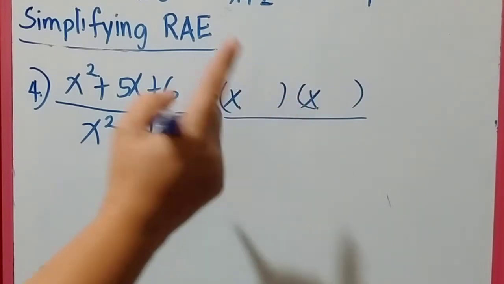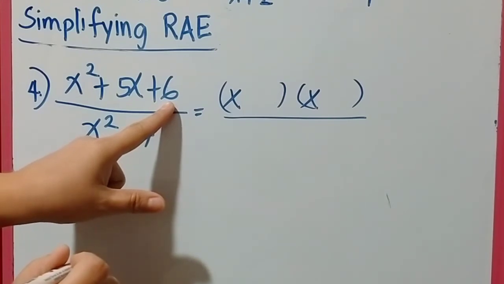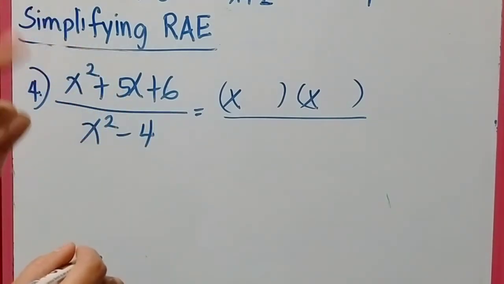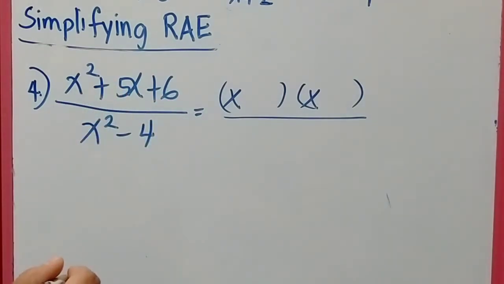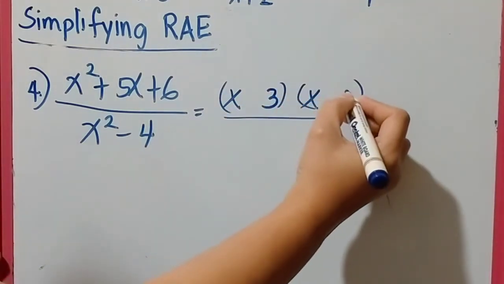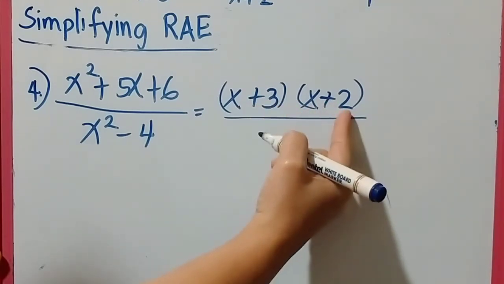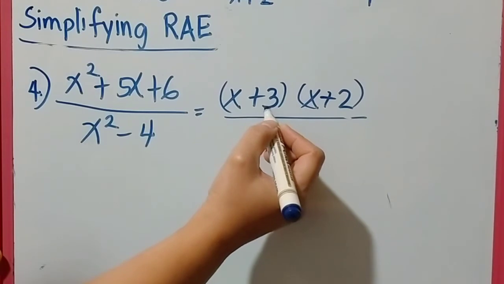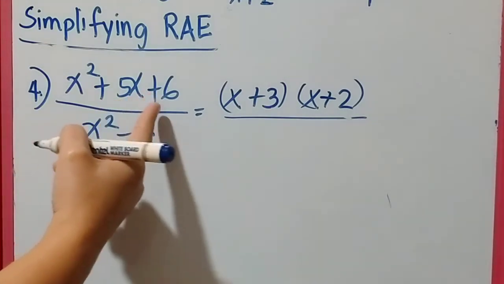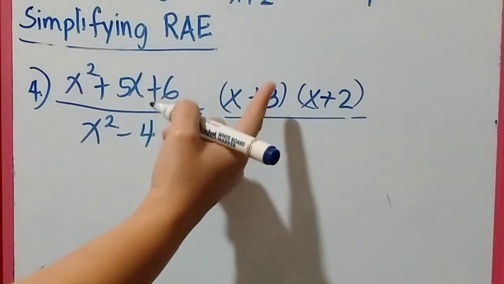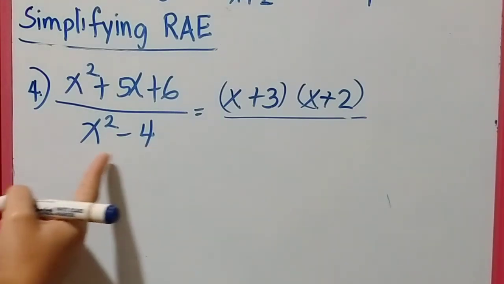And then, we're looking for 2 numbers whose product is 6 and whose sum is 5. So, what are those numbers that if you multiply, will give you 6, and if you add, 5? Okay, we have positive 3 and positive 2. So, let's check. 3 times 2 will give us 6, and 3 plus 2 is 5. Therefore, the factors of x squared plus 5x plus 6 are the 2 binomials x plus 3 and x plus 2. Our denominator, obviously, is a difference of 2 squares again.